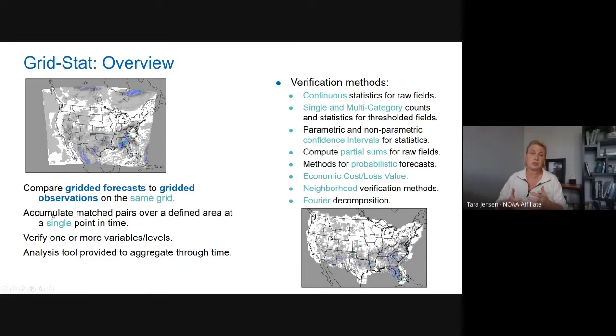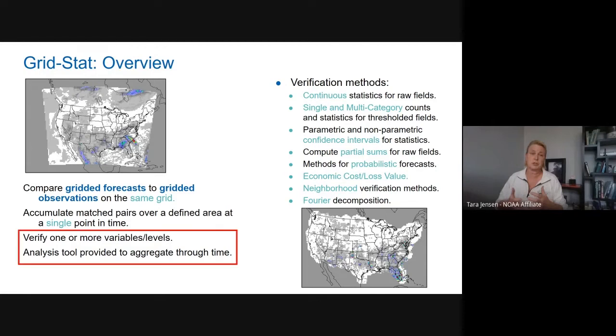And then what it does is it accumulates the matched pairs over whatever the defined area is, like over the entire grid or over a region that has been masked out and so forth. It does that over a single point in time. And then it uses those matched pairs to compute statistics that are bulk, kind of aggregated over that entire region.